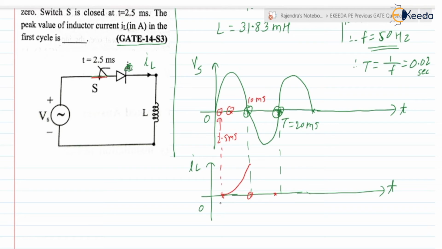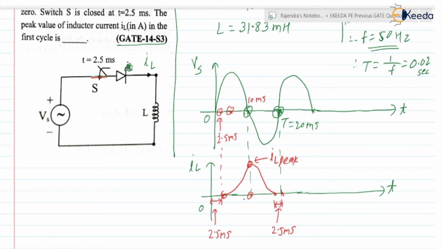So if this is 2.5 millisecond, then definitely the difference between these 2 points is also equal to 2.5 millisecond. So here the waveform of the current will be like this. Our task is to find this value of the inductor current. Let us consider it as IL peak. We need to find the IL peak here.